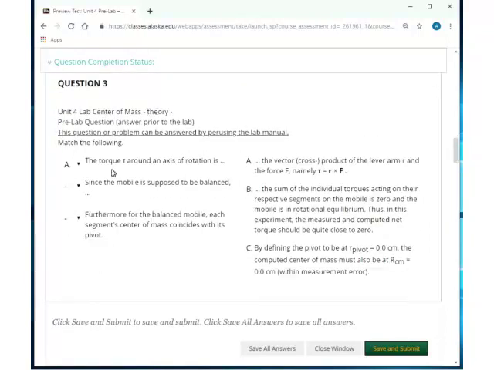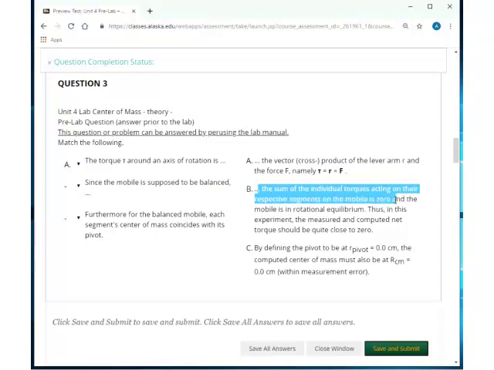Then in the theory part, you will find that the torque, tau, Greek letter for that, around an axis of rotation is the vector cross product of the lever arm and the force. And you might already know that the torque is force times lever arm. Since the mobile is supposed to be balanced, the sum of the individual torques add up to 0, and therefore it's in rotational equilibrium.